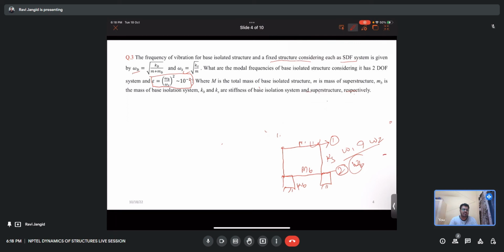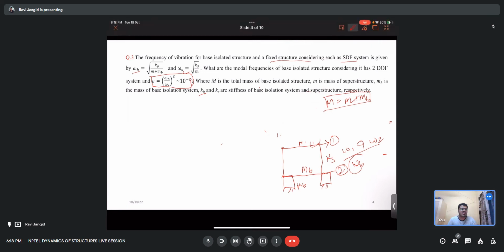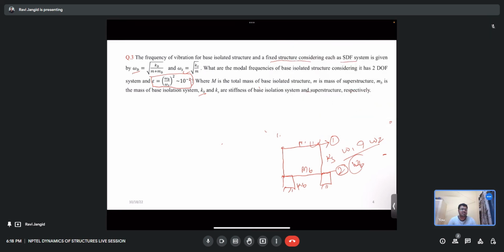So what is the m? M is equal to the mass of the superstructure, and small m_b is the mass of the base mat. Okay, and k_b and k_s are the stiffness of the base isolated system and of the superstructure. These things are shown in the figure. I have also drawn a figure so that will clear your doubt.